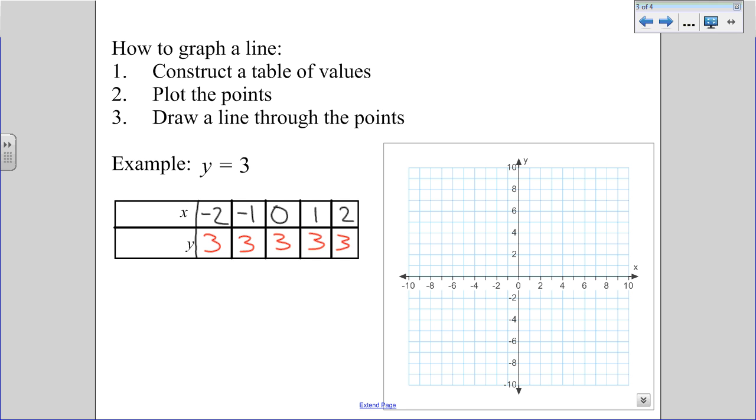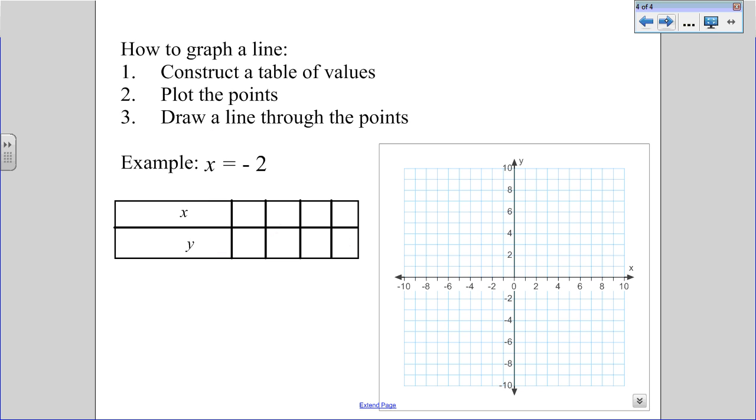So we're going to plot negative 2, 3, negative 1, 3, 0, 3, 1, 3, and then 2, 3. So we get this horizontal line through the y-axis, which is pretty important for us to recognize that we're going through the y-axis, because on our next problem, we have x equals negative 2.